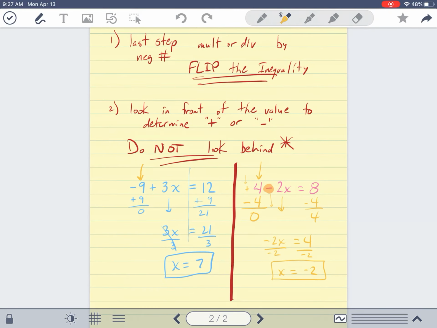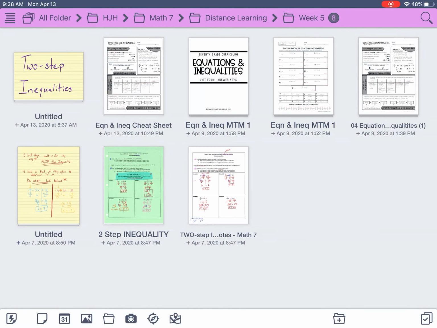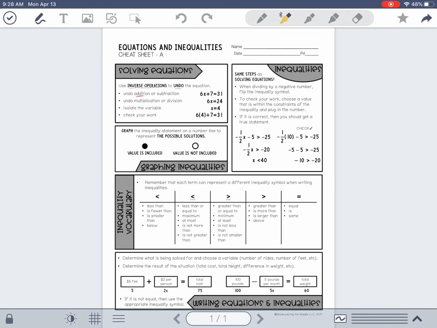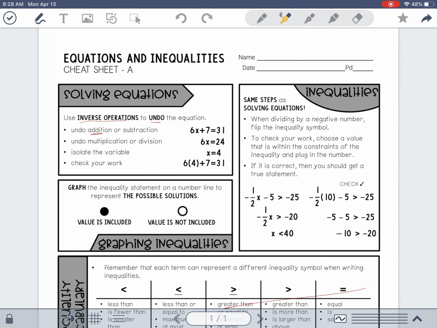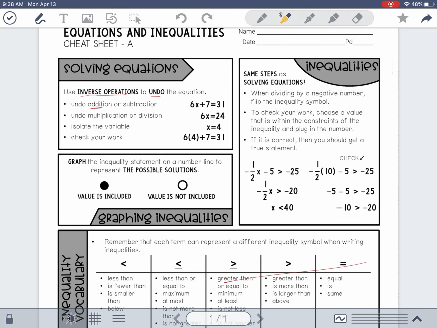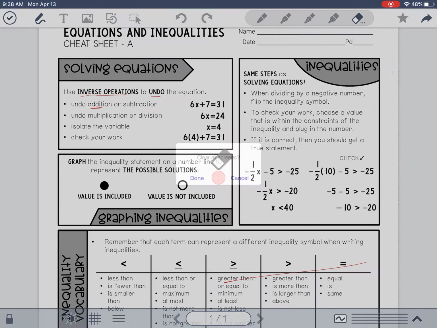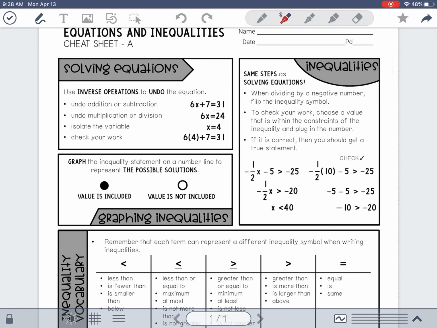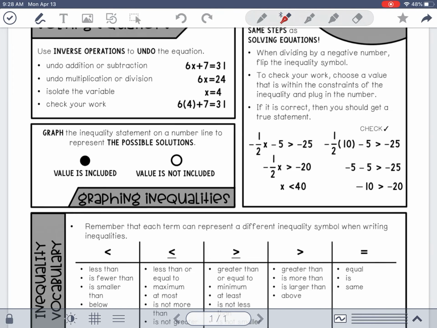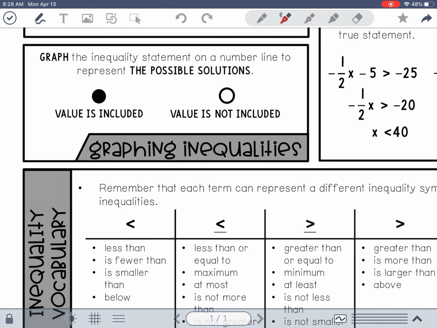So this is the last video, but I want to show you this cheat sheet, if you will. I'm giving you the opportunity to look at this one as well. You will see that it covers many of the things we went through, including graphing them. I did not do any graphing because I'm comfortable that you know how to graph those.